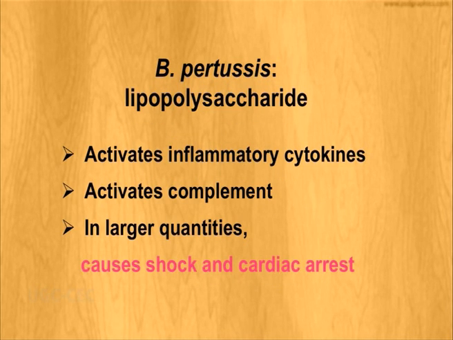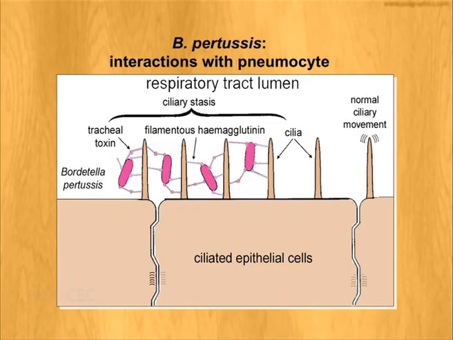And not to mention, lipopolysaccharide present in all gram-negative cells behaves as an endotoxin. So this has a fever-causing effect, and it activates inflammatory cytokines and causes shock and cardiac arrest, like any other gram-negative cell can do. We can see here the coordinated function that I was just trying to mention.